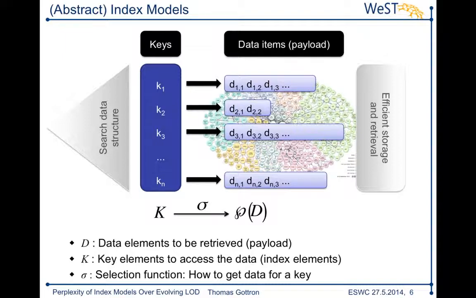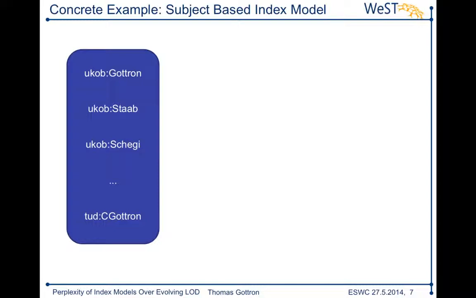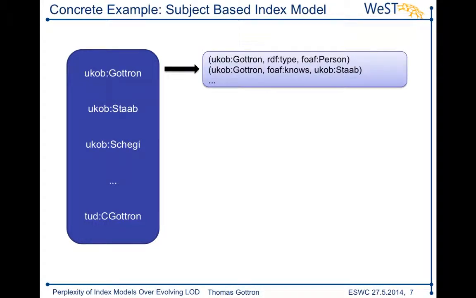However, let me give you a more concrete example of one of these indices and how it would actually look like. In this example, I am assuming that I have in my keys some URIs which are denoting persons. And now in the subject-based index model, I'm using these URIs as keys and I am looking up all the triple statements where this URI is appearing in the subject position. So if I would look up the URI ukop-gotron, I would get triple statements like ukop-gotron is of type person, ukop-gotron knows another URI, that is ukop-stab, and in the same way I could look up also all the information for the other URIs which I have in my keys.